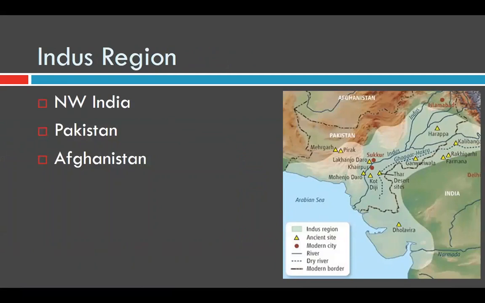The Indus region here, northwest India and Pakistan primarily for the civilizations, but it begins across the border on the other side of the mountains in Afghanistan. So in this map, you can see the Indus River region shaded in lighter green with ancient sites in yellow triangles and modern cities in red dots.